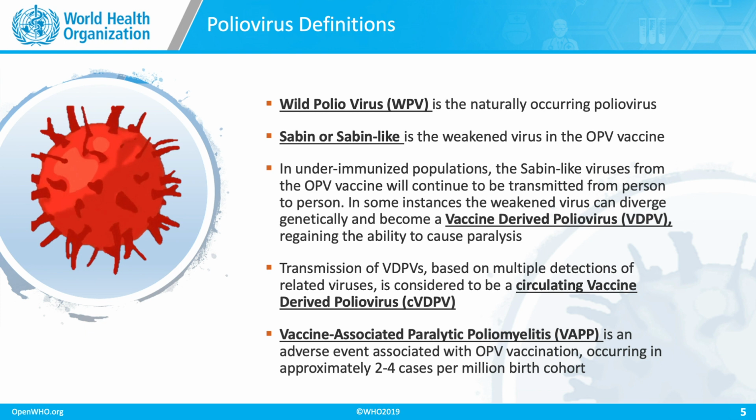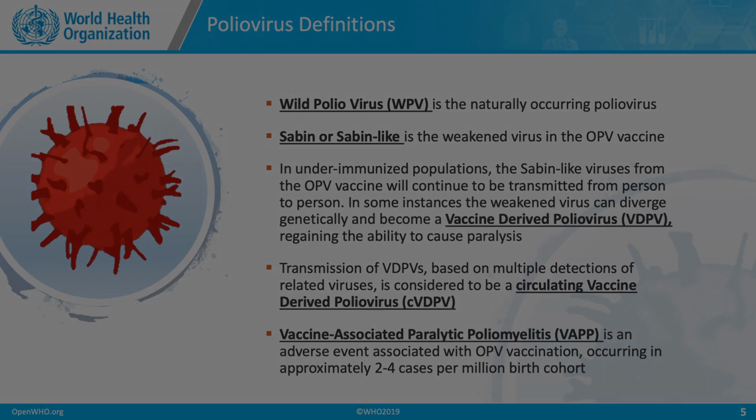Finally, we have vaccine-associated paralytic poliomyelitis, VAPP, which is an adverse event associated with OPV vaccination, occurring in approximately 2 to 4 cases per million birth cohort. People with immunodeficiency are at highest risk of susceptibility to VAPP. Here, we invite you to watch a short video that provides more detail about vaccine-derived polioviruses.